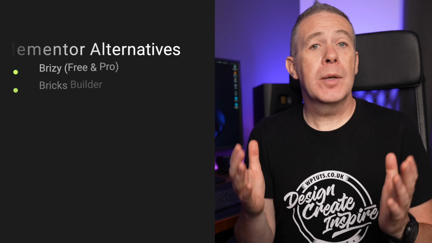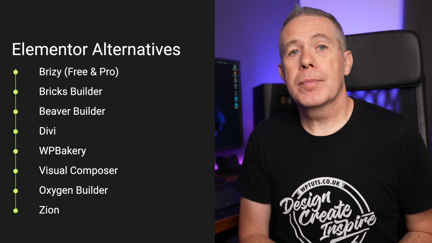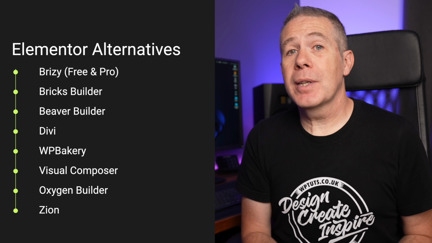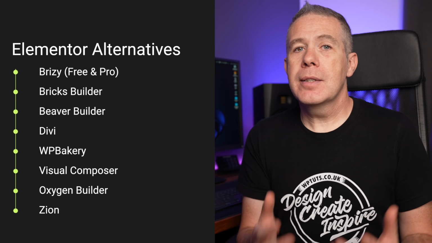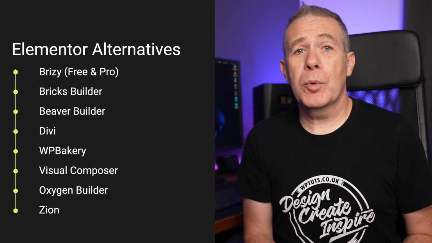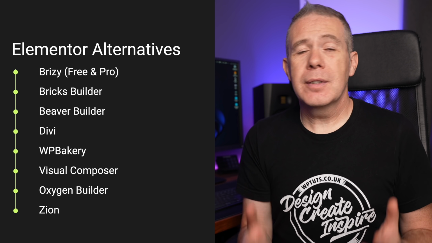Okay, first up, let me quickly list out all the alternatives I'll be covering in this video today, so if you want to jump around, full timestamps are listed down below. So first up, Brizy, free and pro. Bricks Builder, Beaver Builder, Divi, WPBakery, Visual Composer, Oxygen Builder, and Zion Builder.